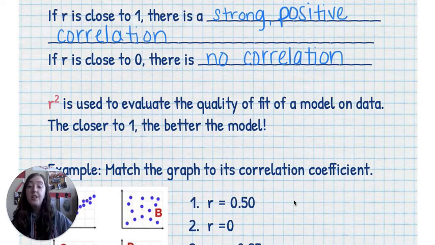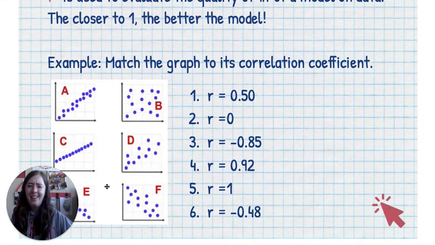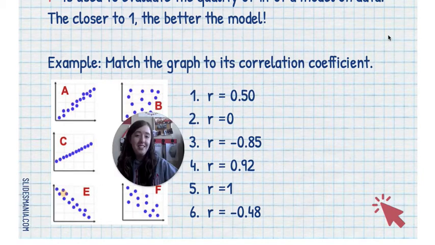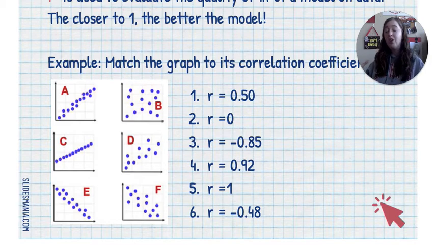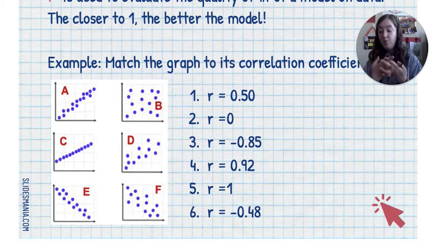Okay. So a lot of times when you start to do different models, you'll see R squared instead of R. R squared is used to identify the quality of the fit of a model to the data. So the closer to 1, the better the model. You might be thinking, okay, that's great, but what the heck does correlation mean? If it's a strong correlation, that means the two variables are related really, really well together.